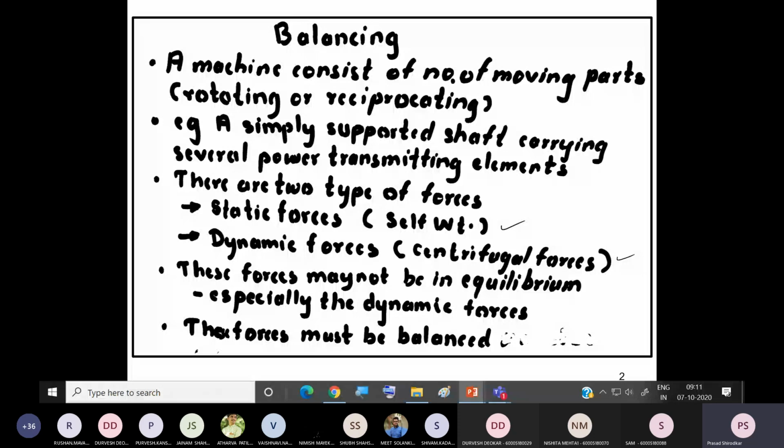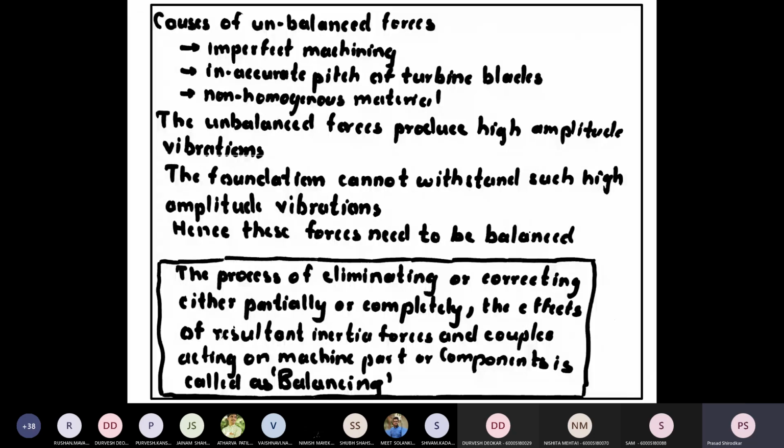No. Okay. Alright, so there are two types of forces, static and dynamic forces, and we have defined unbalanced forces are caused due to imperfect machining, inaccurate, so these are some of the examples: inaccurate pitch of the turbines, non-homogeneous material, etc. Balancing is defined as the process of eliminating or correcting either partially or completely the effects of resultant inertia forces and couple acting on the machine part.